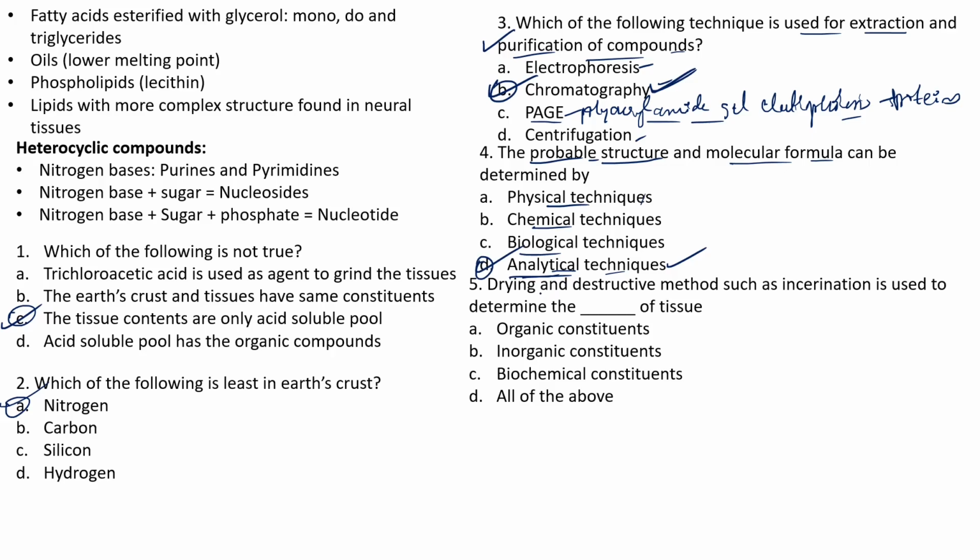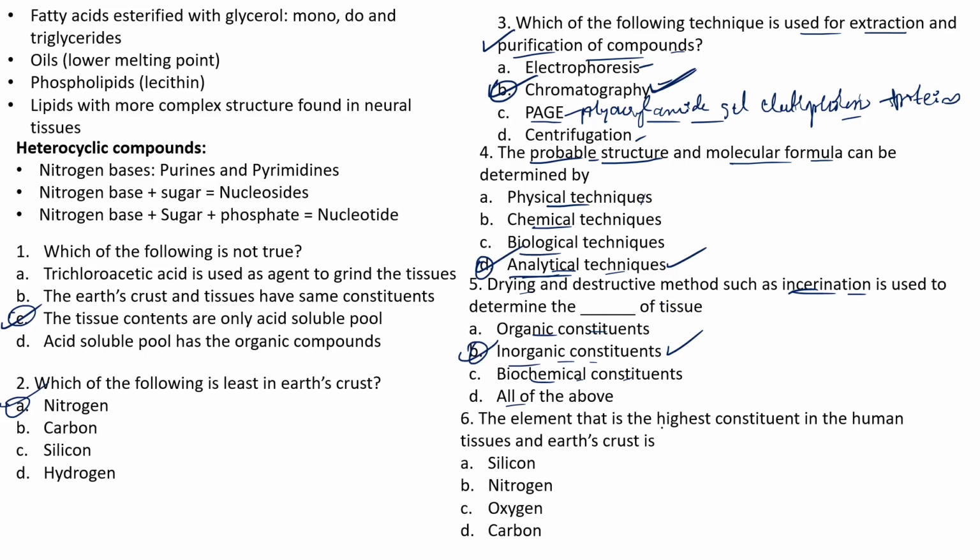The next question: drying and destructive methods such as incineration, that is burning, is used to determine the ash of tissue, that is organic constituents, inorganic constituents, biochemical constituents, all of the above. It is clearly indicative that inorganic constituents, that is sodium, calcium, magnesium and so on, are mainly determined by drying the tissue and burning the tissue. Finally, the ash that remains is used for determining the inorganic constituents. So now let's move on to the next question.